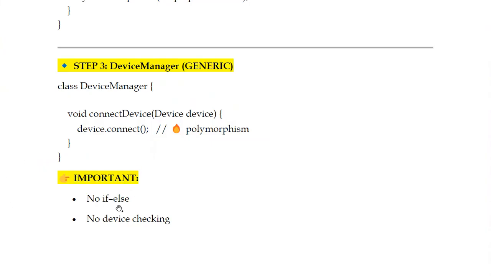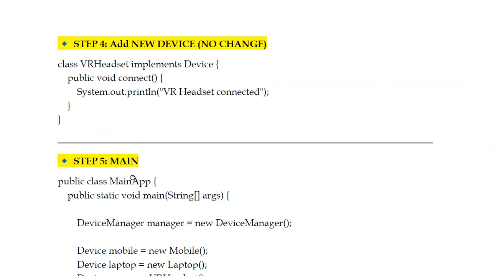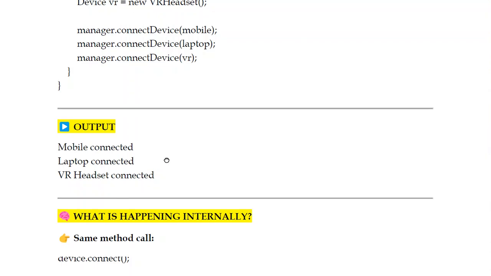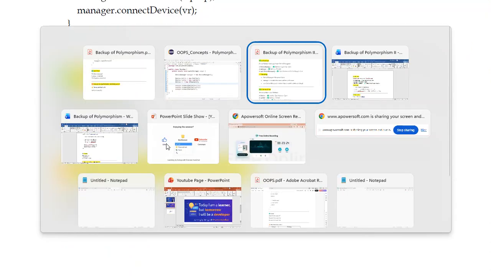Here, understand that there is no if else concept, no device checking. If you were using if else, you would use the method object name dot equals of mobile type, object dot equals of headset, object dot equals of laptop. Here there is no concept like that. Manually you are not giving that. The object is going to decide which method should execute. You are not going to decide. Now we'll discuss this code one by one. What is happening internally? I have a separate PDF, and I'll explain it to you one by one.